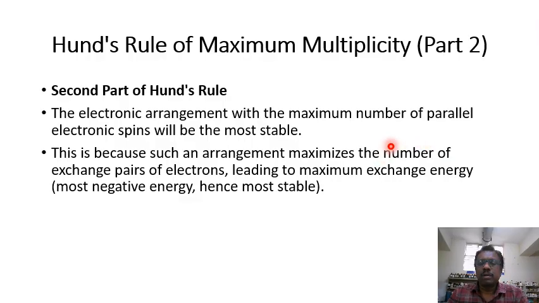Hund's rule of maximum multiplicity, that is part 2. The second part of Hund's rule: the electronic arrangement with the maximum number of parallel electronic spins will be most stable. That is, electronic spins should be parallel. If the maximum number of electronic spins are parallel, then it is most stable. This is because such an arrangement maximizes the number of exchange pairs of electrons, leading to the maximum exchange energy. So if it has the maximum exchange energy, it is most stable.